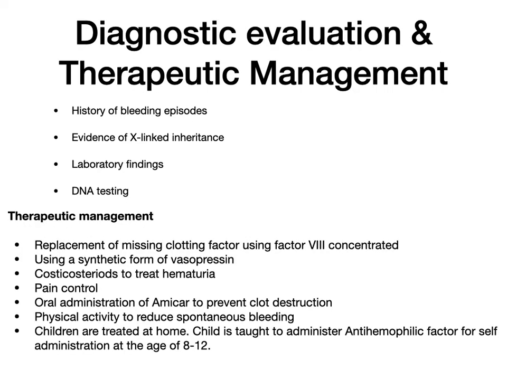Diagnostic evaluation and therapeutic management, history of bleeding episodes, evidence of X-linked inheritance, laboratory findings, and DNA testing. Therapeutic management is replacement of missing clotting factors using factor VIII concentrate, using a synthetic form of vasopressin, corticosteroids, pain control, and oral administration of Amicar to prevent clot destruction. Physical activity is reduced. Children are treated at home and are taught to administer anti-hemophilic factor for self-administration at the ages of 8 through 12.